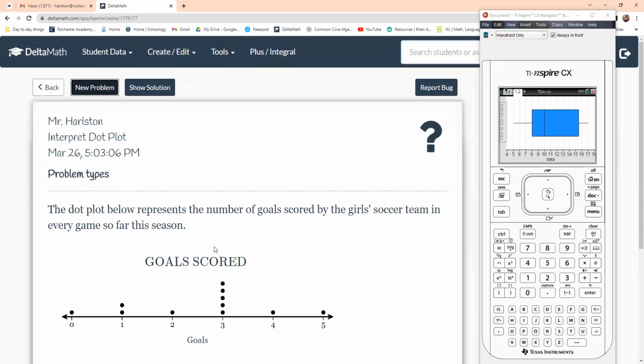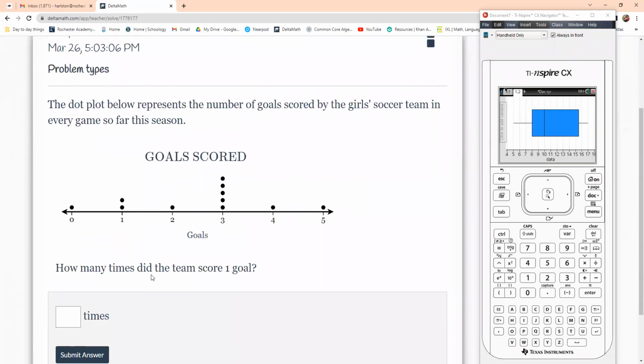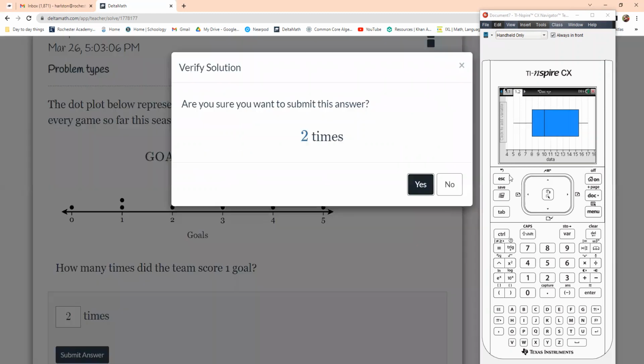Let's see. This one, it's saying, how many times did the team score 1 goal? Well, there's 2 times that the team scored 1 goal. So we would put that 2 times, and then we would submit it.